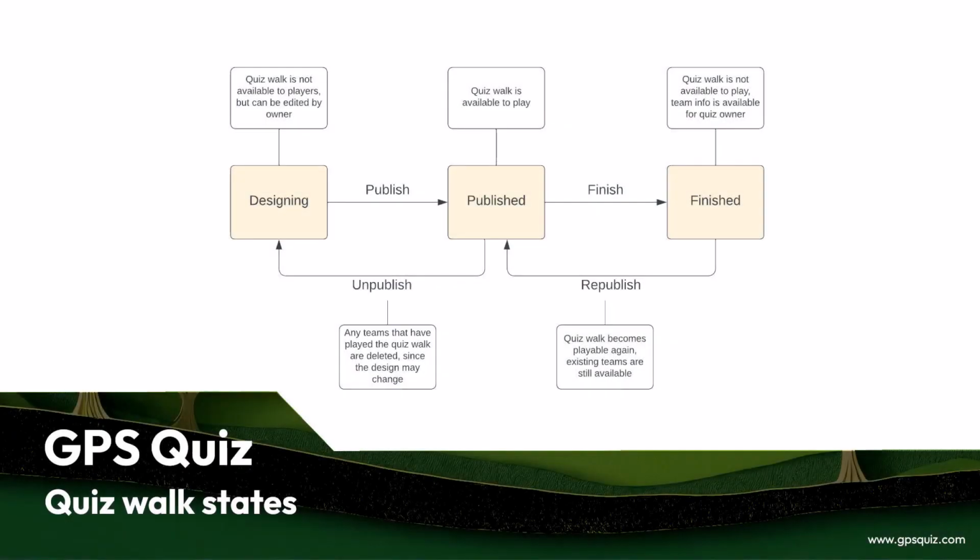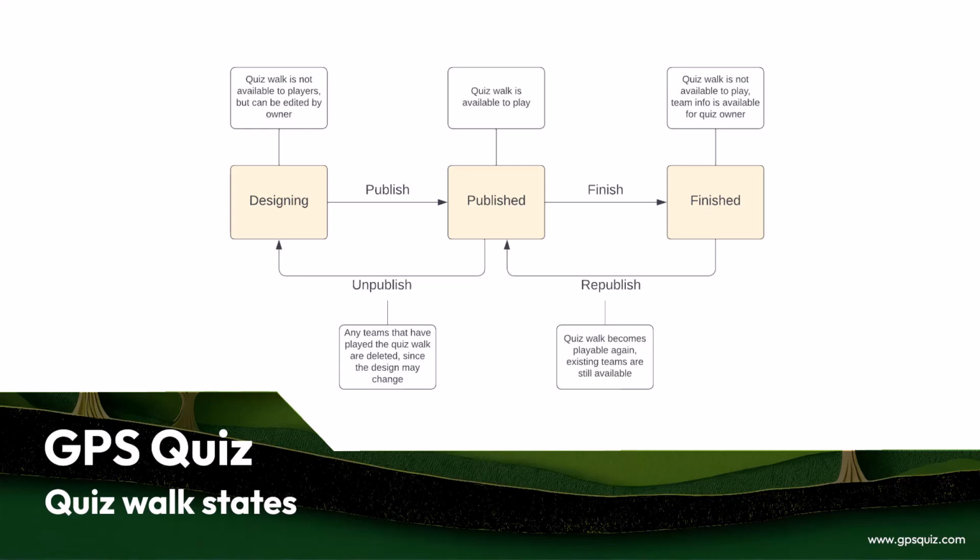The design of the quiz walk is now complete, but to make the quiz walk available to players, we need to publish it. A quiz walk can have 3 different states: designing, published, and finished. Right now this quiz walk is in the designing state, which enables us to edit the quiz walk, but it's not playable. When you're satisfied with the quiz walk design, you publish it, updating its state to published.